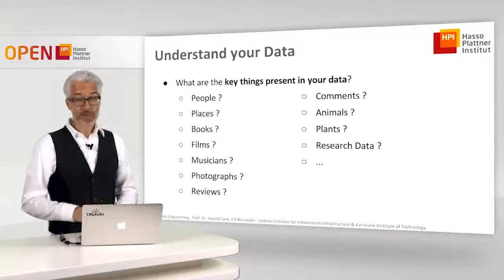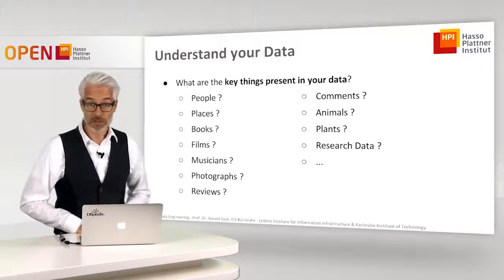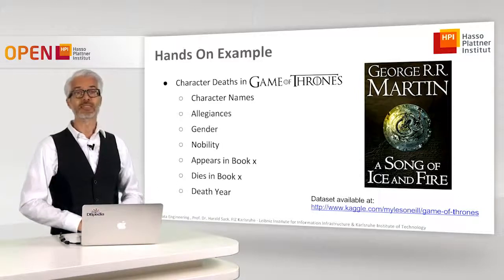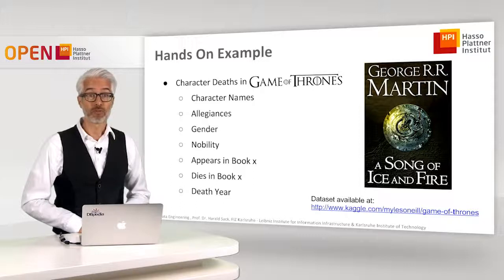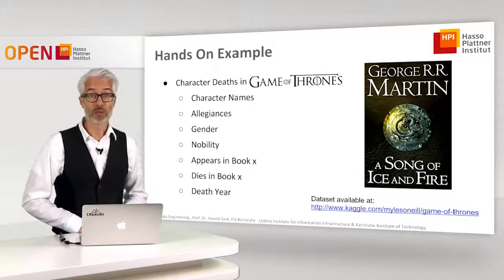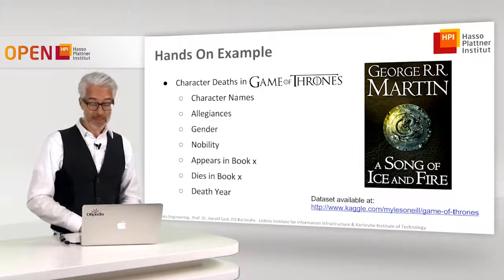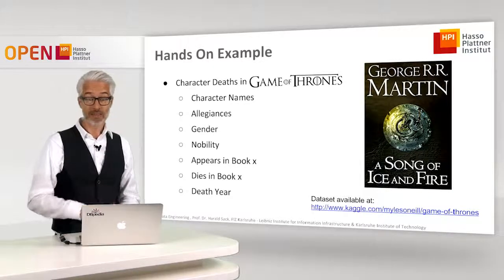So we want to make this clear on a small example, and I found something quite interesting on the web that you might also use. I have found a dataset with the deaths of characters from the popular TV series Game of Thrones, which is based on a book series from George R.R. Martin, A Song of Ice and Fire. This is an interesting dataset. I have found it at kaggle.com. You can look up other datasets there also.